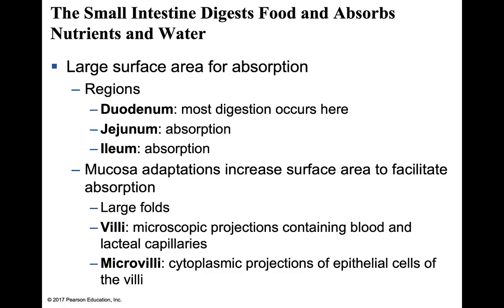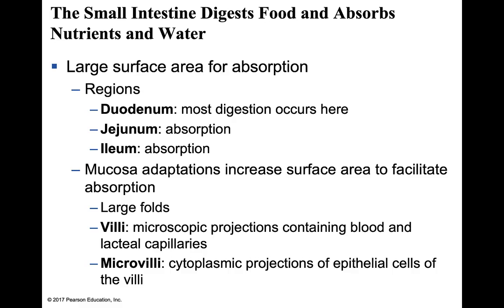Now, keep in mind the small intestine is designed for absorption, so surface area is really important. There's lots of surface area to allow absorption to take place. The small intestine is divided into 3 areas: the duodenum, the jejunum, and the ileum. That's an important thing to remember. And depending upon where we are in the small intestine, the mucosa adapts to increase the surface area to facilitate absorption.